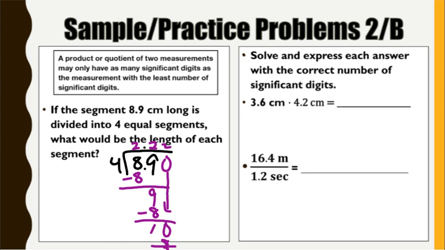So we got 2, 0, I can bring it down, we brought the other 0 down, 4 goes into 20 actually 5 times, and that's where you're 20. So we have 2.225.